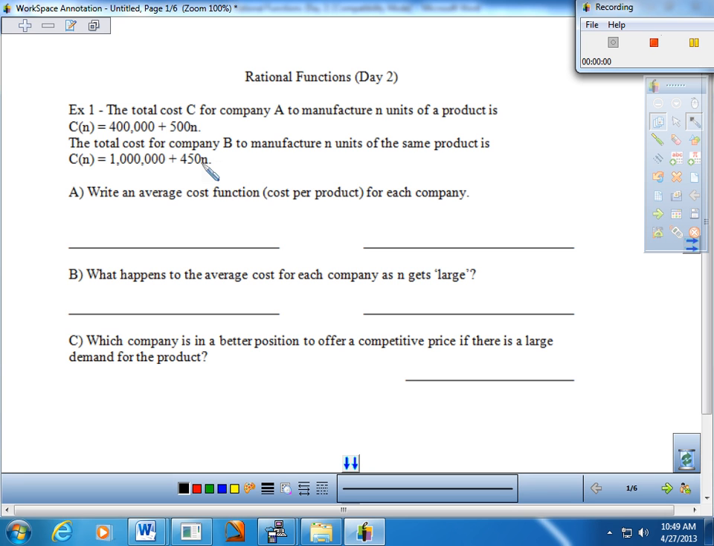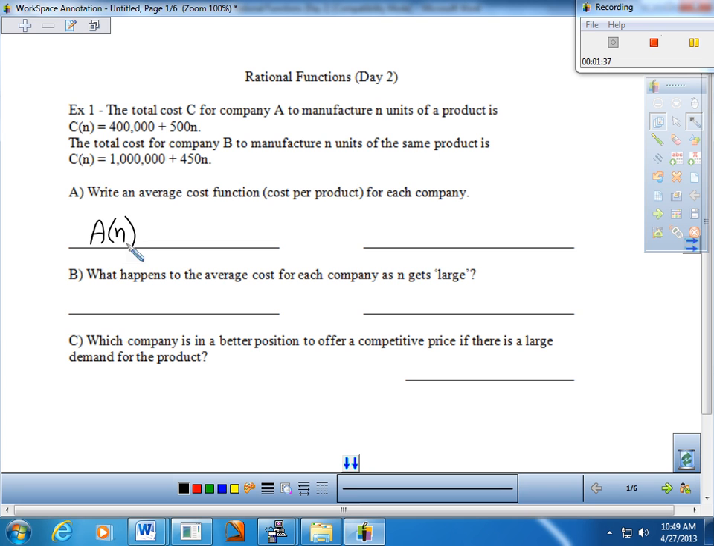What I would love for us to do then is, for letter A, write an average cost. So when we talk about the average cost, another way to phrase that would be the cost for each product that is manufactured, cost per product. And so basically what we're going to do in terms of average is what we've kind of been doing all along with average. We're going to add up the total and divide by however many we have.